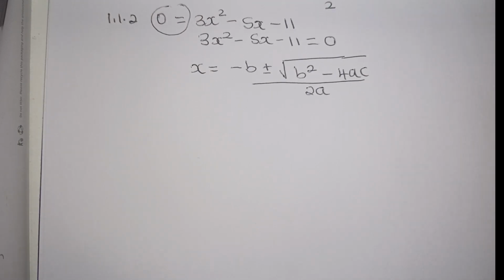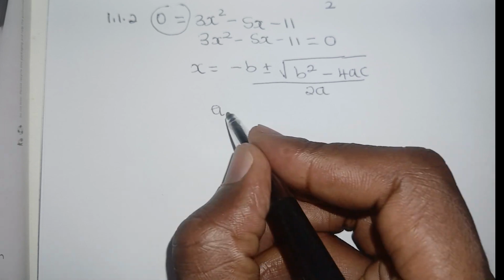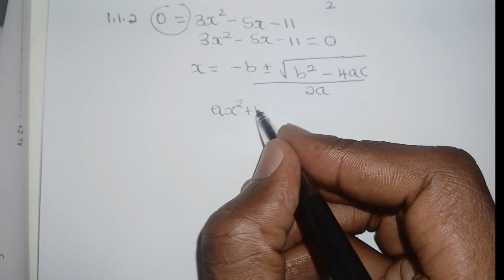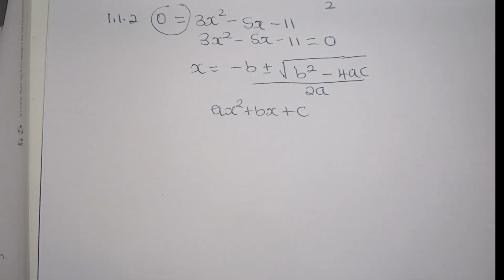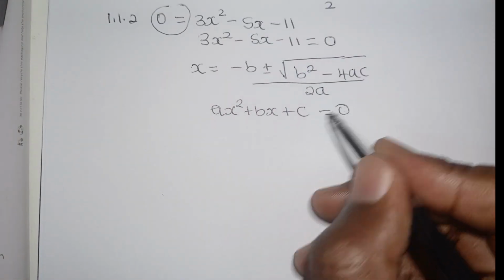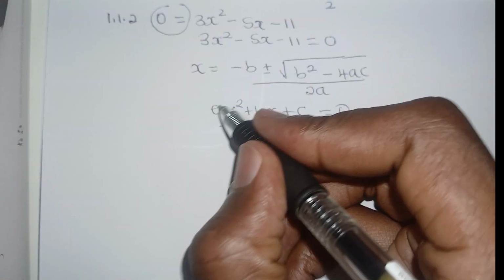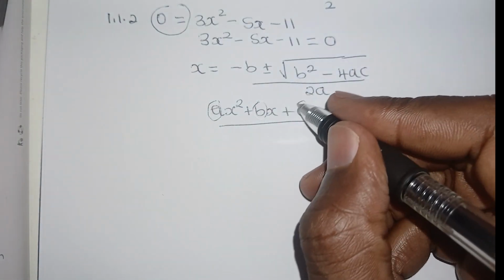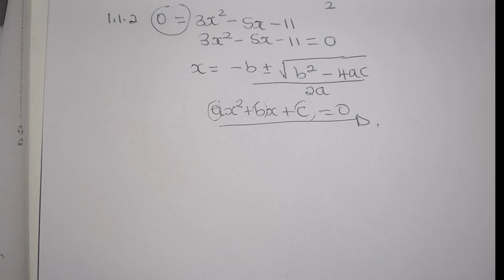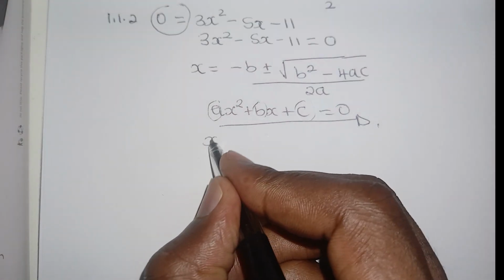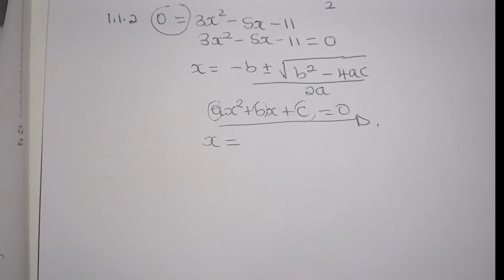Right? Now, you need to know which one is A, which one is B, which one is C, before you plug and play, right? So, the quadratic equation is something like this. This is the quadratic equation, right? So now, in the equation that is given, you can now spot A, B, and C. You can now check them. Which one are they?